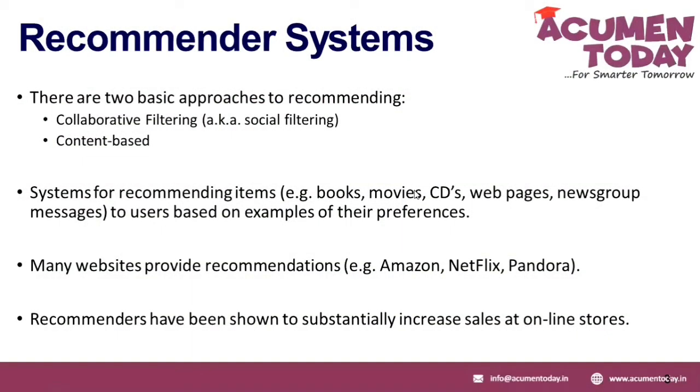Recommender systems. There are two basic approaches to recommending. Well, this is not rocket science. This is an age-old thing. One is collaborative filtering, also known as social filtering, and then content-based. Content-based is something we all know, in terms of what we want to buy, is content that is thrown to us.